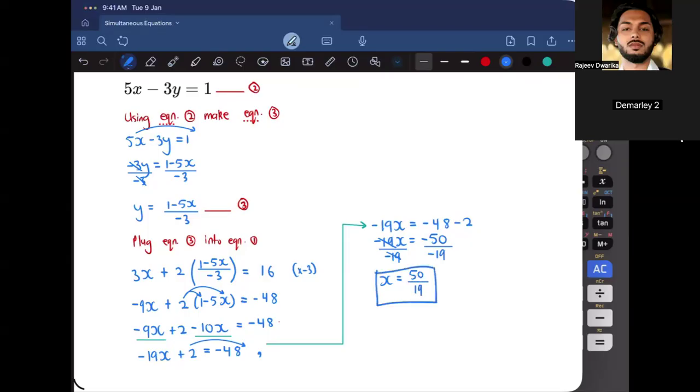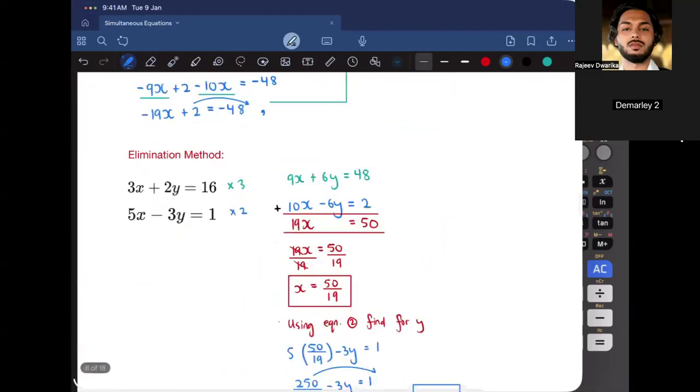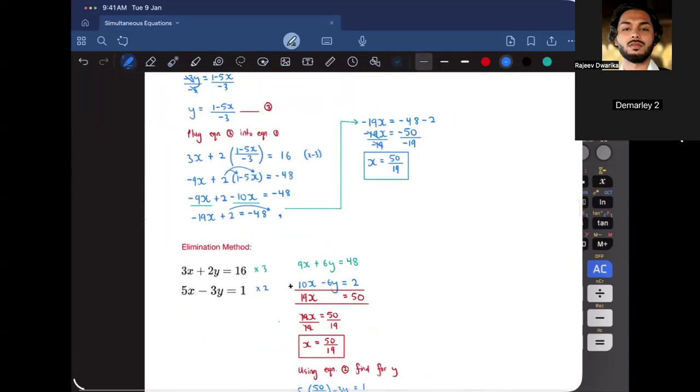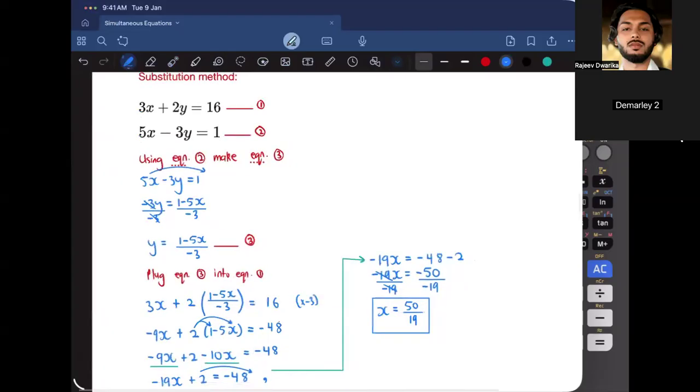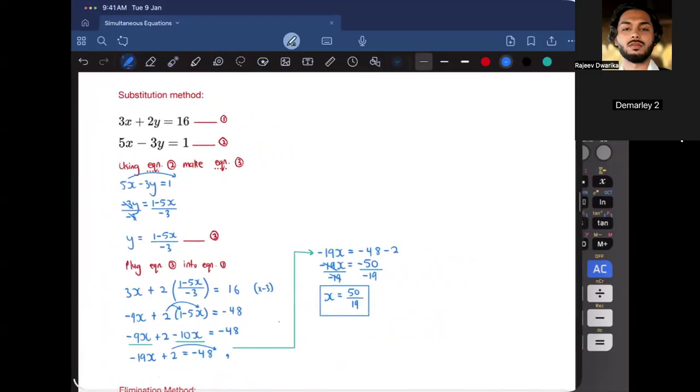You okay with that? Yeah. And we got that same value over here. We just did a lot less working though. We get 50 over 19. So what am I going to use to find y?